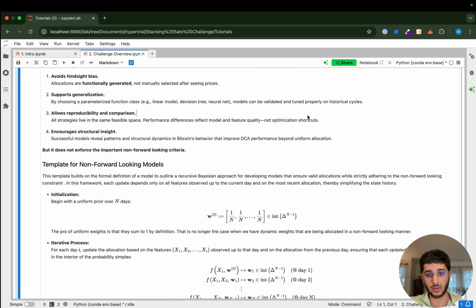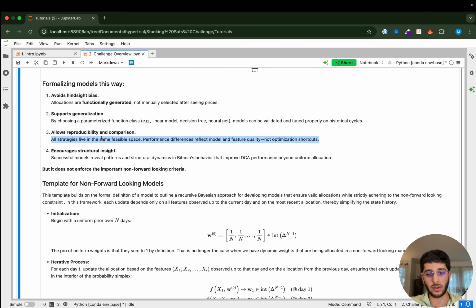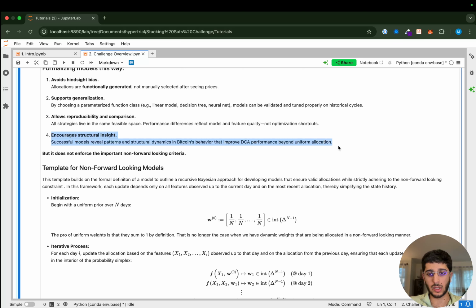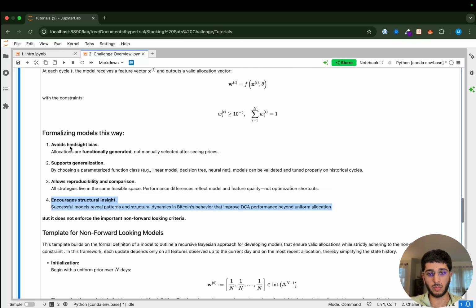Also, when we talk about the problem that was very vague to begin with, how do we accumulate as much Bitcoin as possible? Now, when we talk about the simplex and saying that you should map your features into this feasible region, we're able to create a challenge out of that. Now we could do a direct apples to apples comparison and see which accumulation strategy does better and which one does worse.